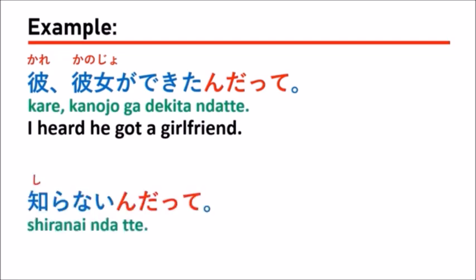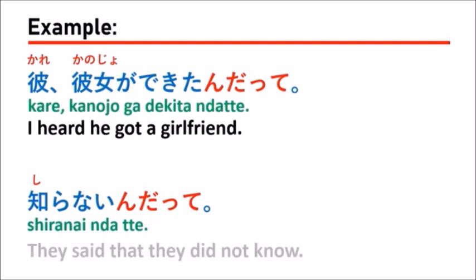The next example: 知らないんだって。Which means, they say that they did not know.